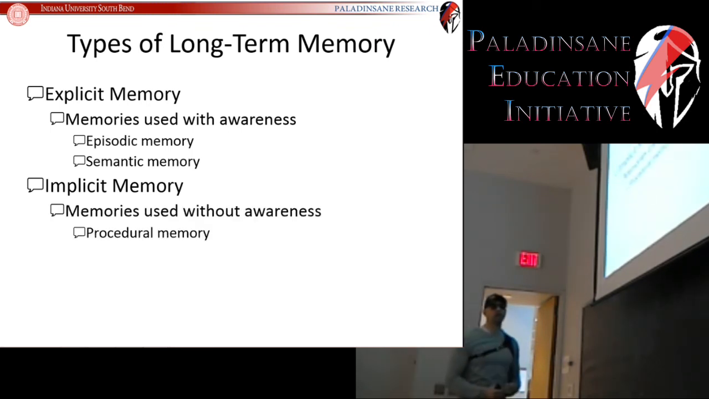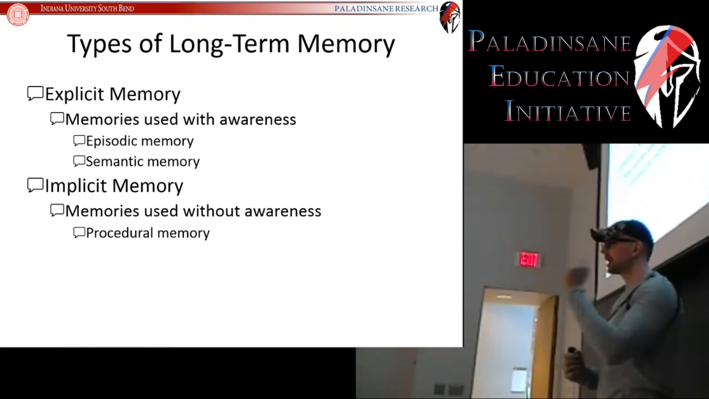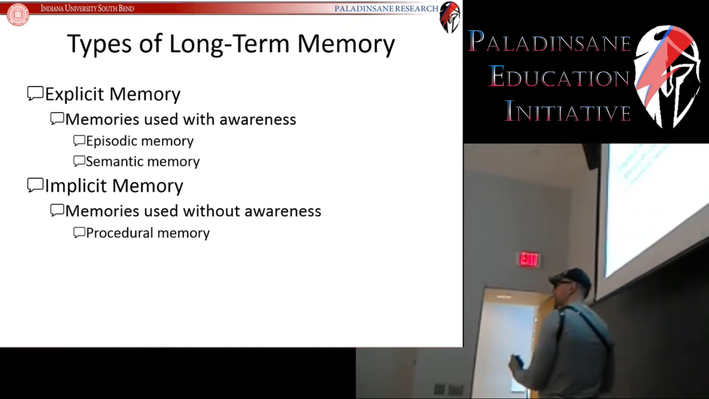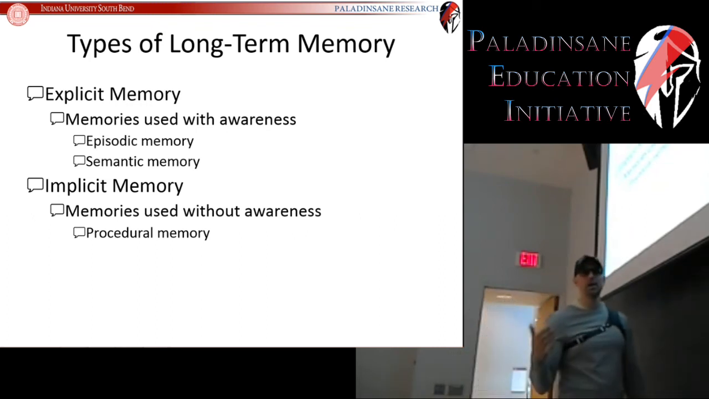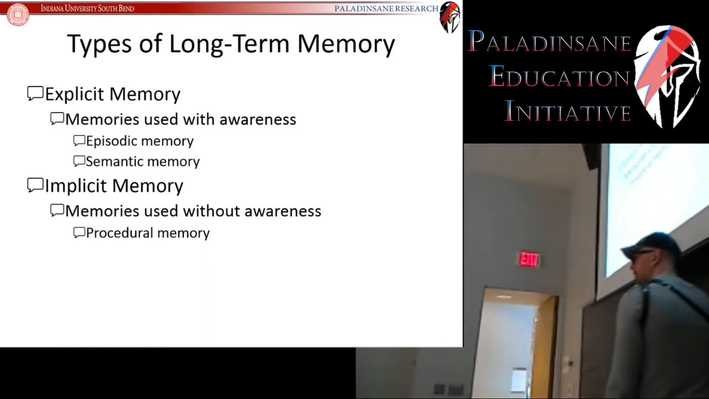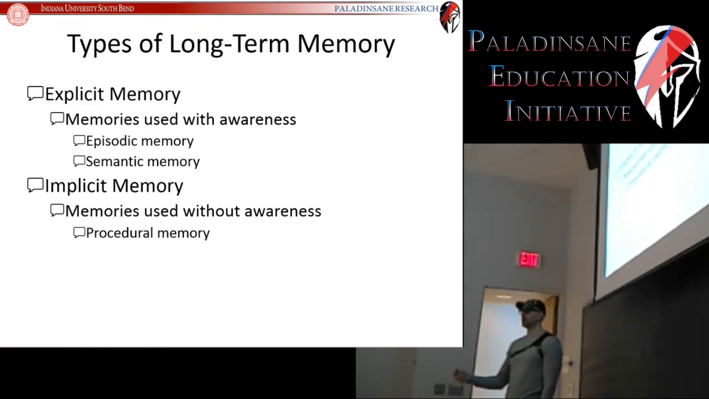You can contrast that with implicit memory. Implicit memories are memories that your behavior indicates that you have, but you're not aware of them. And this includes memories like procedural memory. If you have memories on how to do things, indicated by your behavior, you have this procedural memory, but you might not be aware of what it is that you remember. You might not be aware of what it is that you're doing.